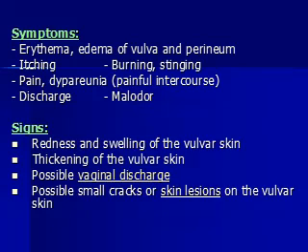A patient with vulvitis may present with erythema and edema of the vulva and perineum, itching, burning, dyspareunia, and discharge with or without bad odor. Signs found in vulvitis may be redness and swelling of the vulval skin, thickening of the skin with possible vaginal discharge, and small cracks or skin lesions.